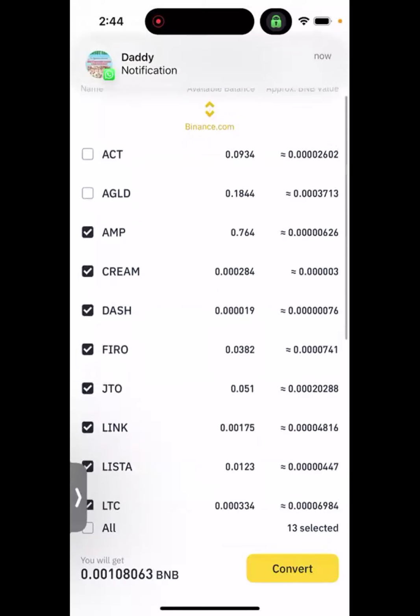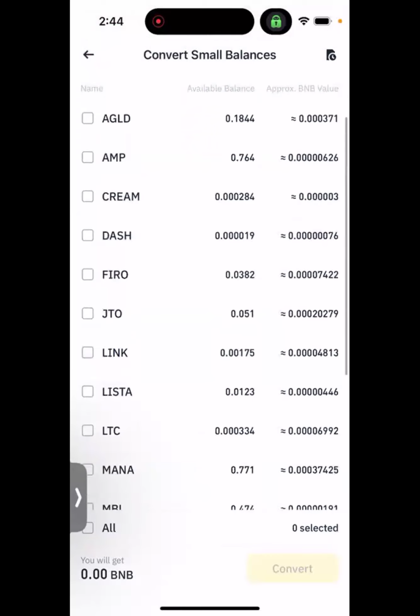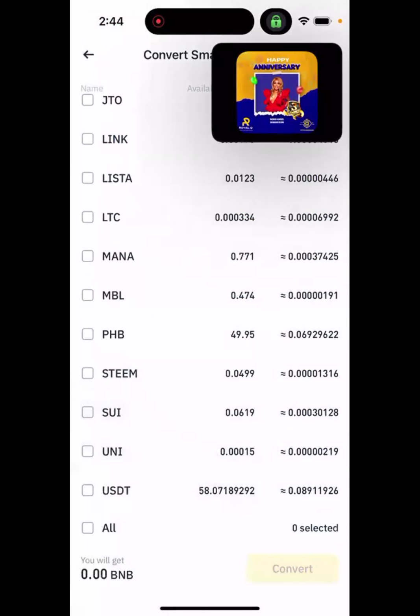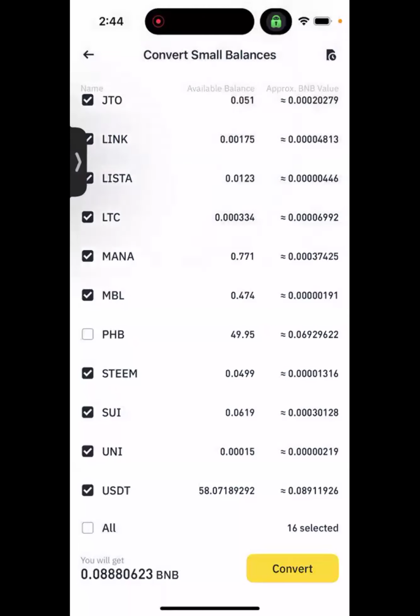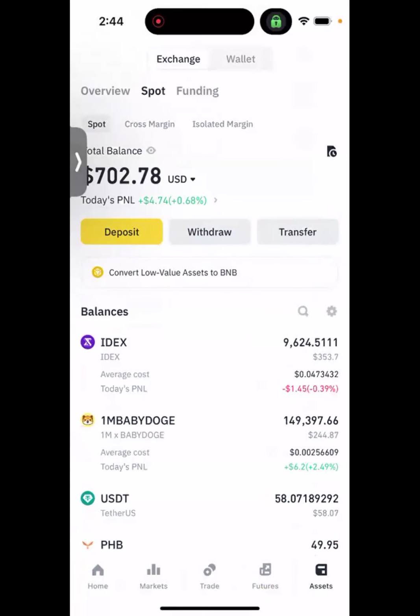It's only one that I'm trading that is reflecting here. Okay, which one is that? PHB. Okay, so tap on all, then untick only PHB. Then convert. My USDT is my balance in the account. So untick that one too. Yeah, untick that one too. Okay. Convert. Confirm. Then refresh the screen. Let's see how much BNB did you get.